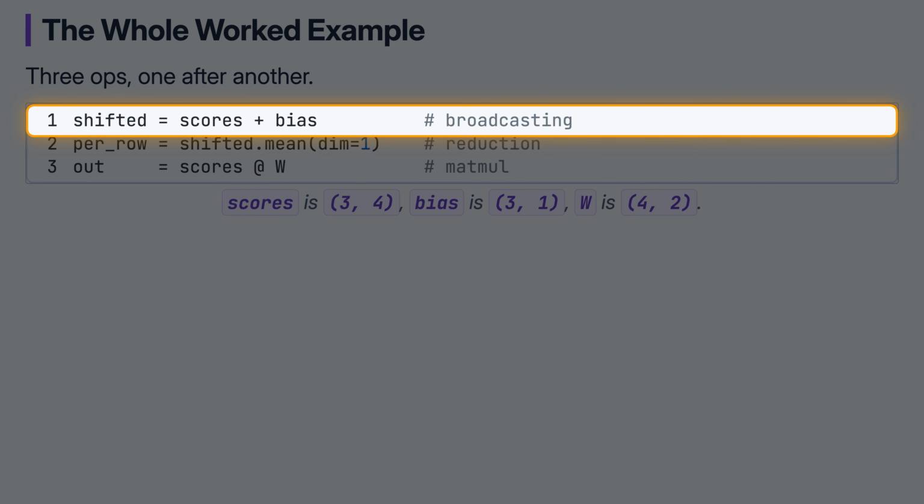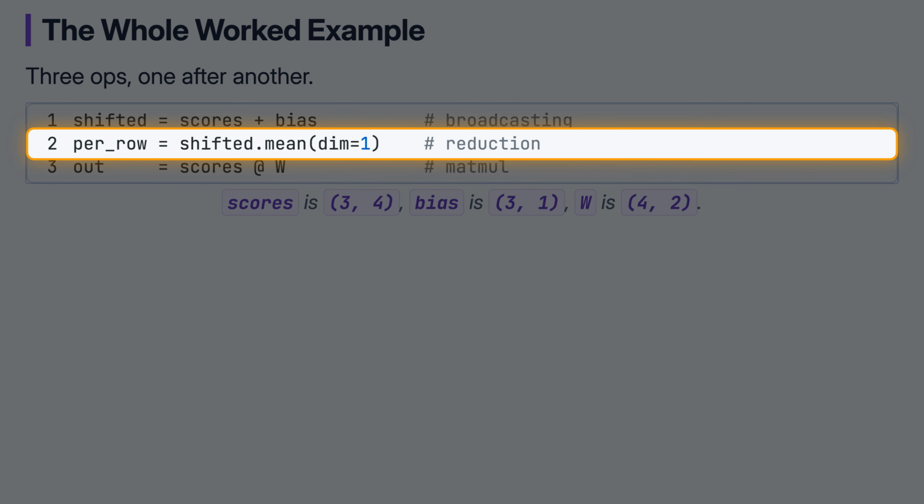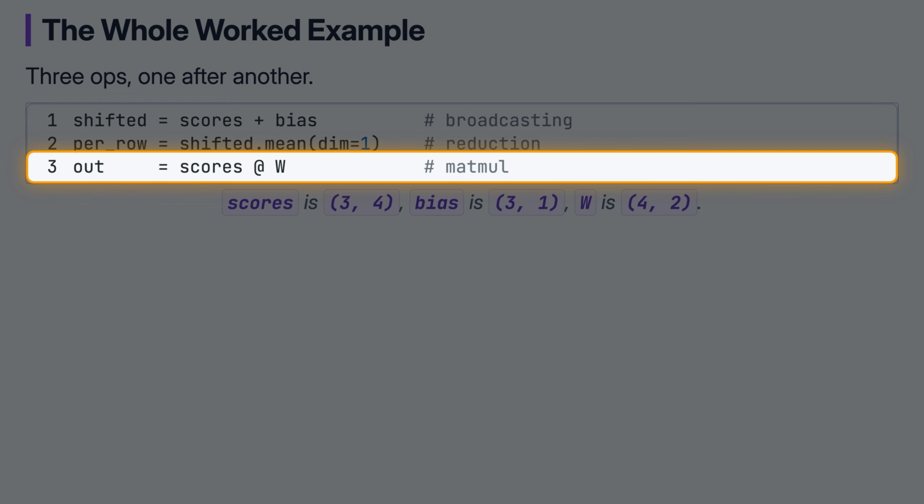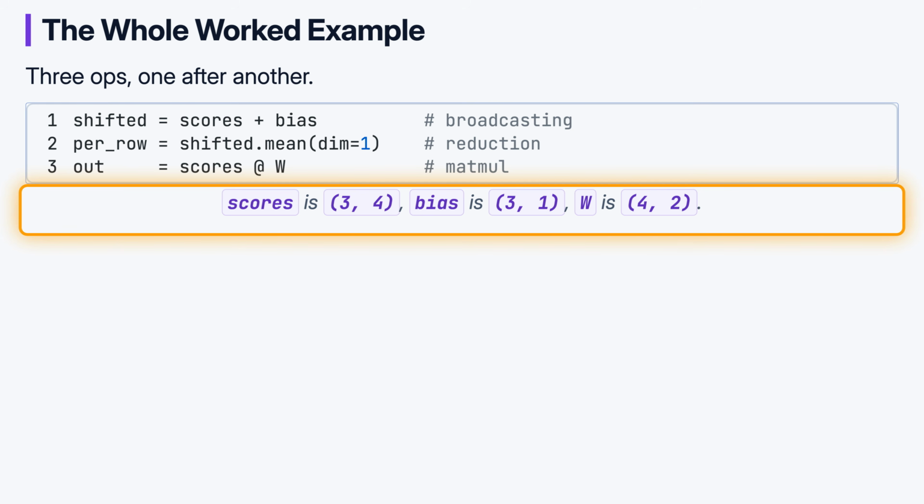Let's put all three together. First, scores plus bias, that's broadcasting. Then take the mean along dim 1, that's a reduction. Then scores Matmul W, that's the matrix product. A quick reminder of the shapes. Scores is 3 by 4, bias is 3 by 1, and W is 4 by 2.